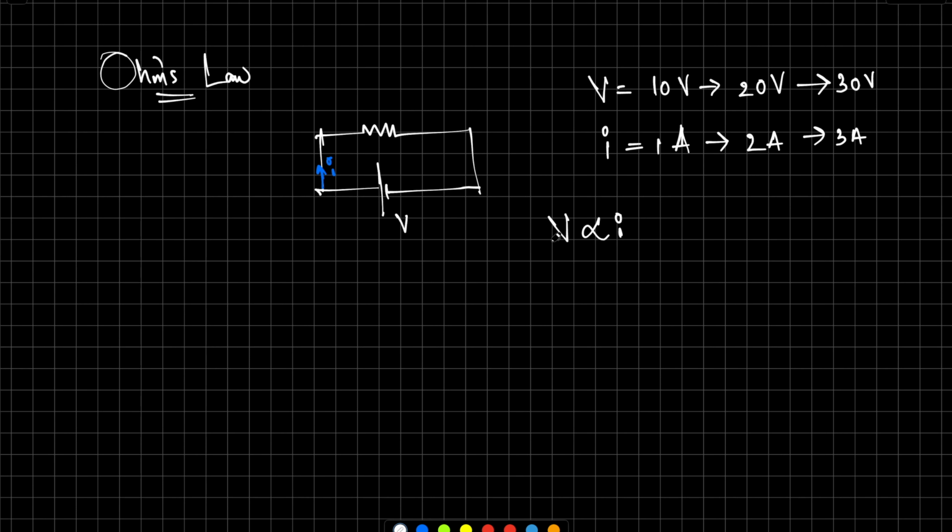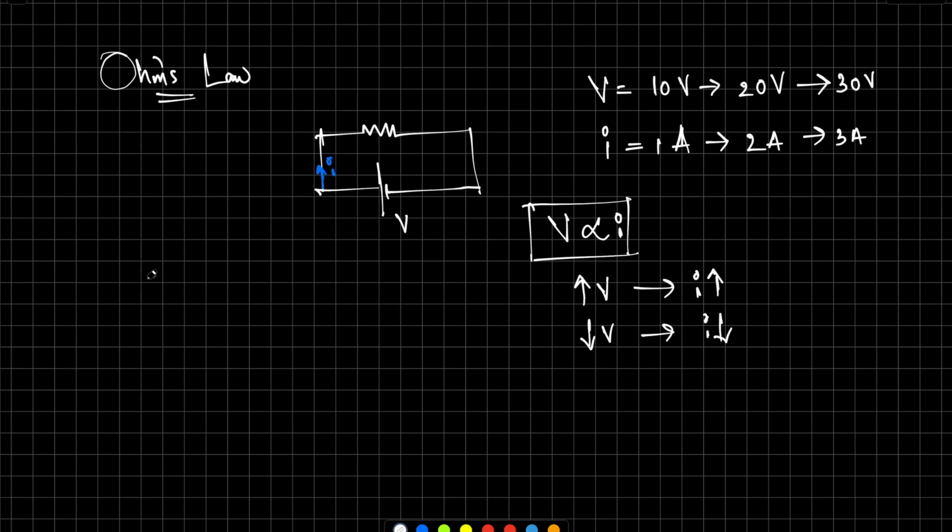We're talking about the ideal case here. Voltage is directly proportional to current. This is termed as Ohm's law. What does that mean? If you increase the voltage, that would increase the current. If you decrease the voltage, that would decrease the current. Okay, this is a relation, right?